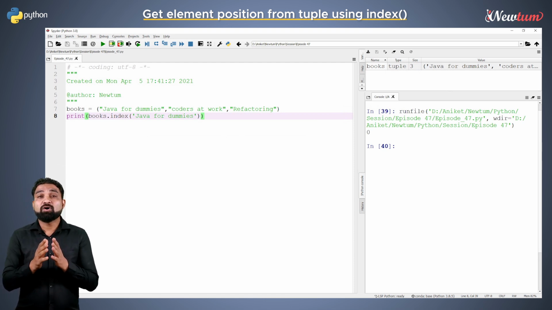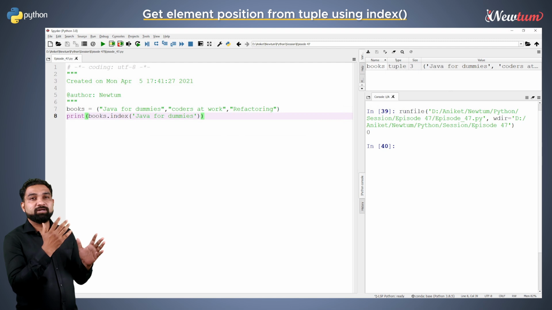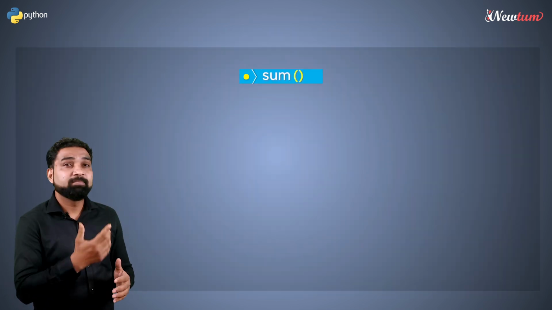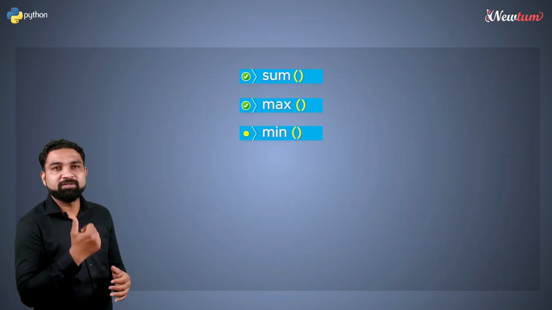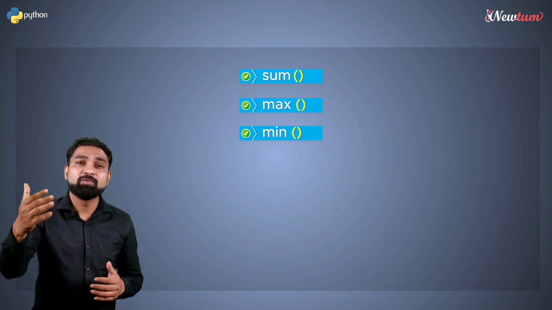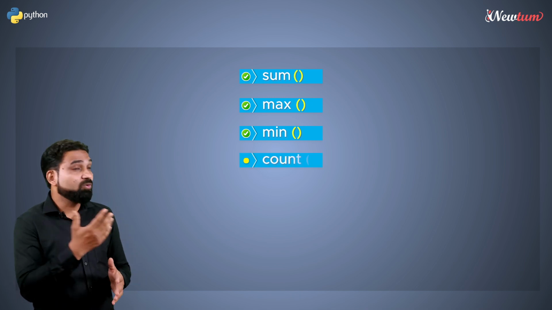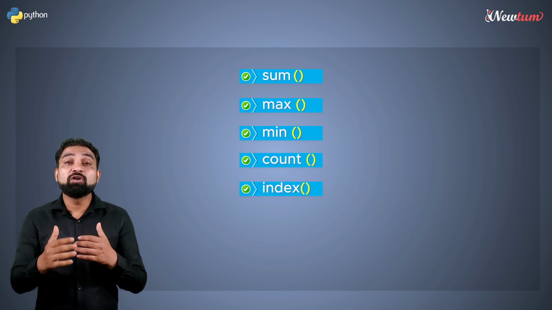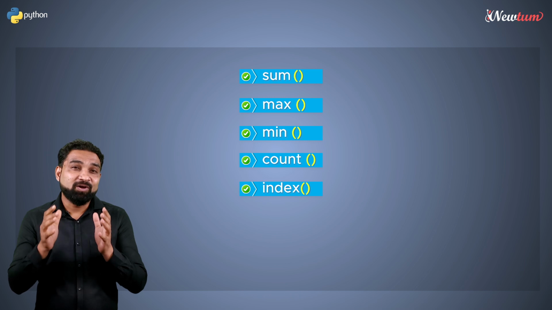Well, this was all about different functions on tuple. We studied sum, max and min function which accept the tuple variable as a parameter and gives the output. Then we have count and index function which are called on tuple variable. I hope you understood them.